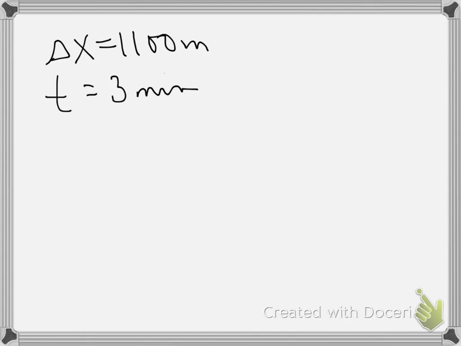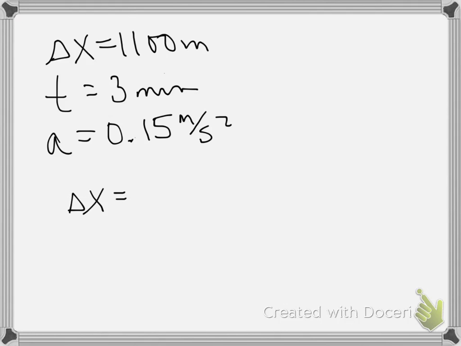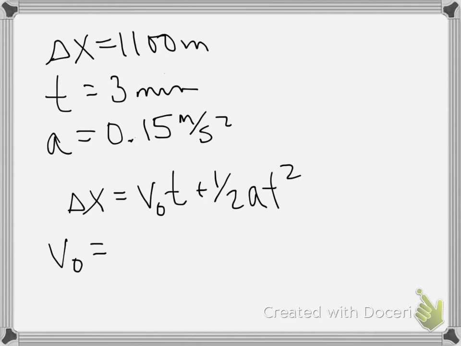The runner must then accelerate at 0.15 meters per second squared for how many seconds in order to achieve the desired time. So delta x equals v initial t plus 1/2 a t squared. V initial you're going to get from the fact that the runner covered 8,900 meters in 27 minutes. That was what was given in the problem.